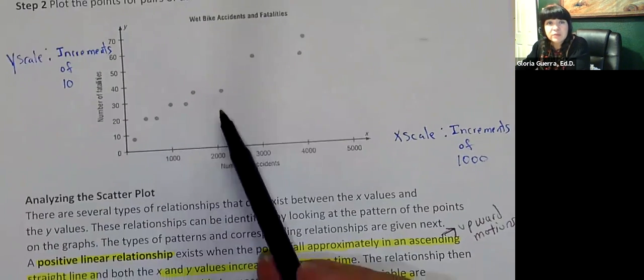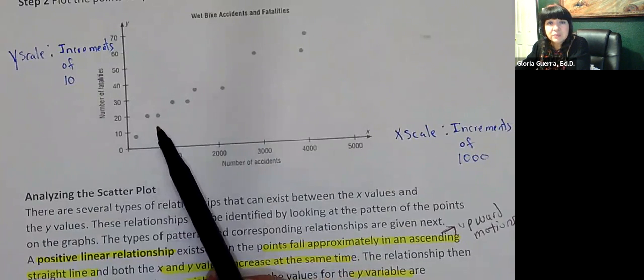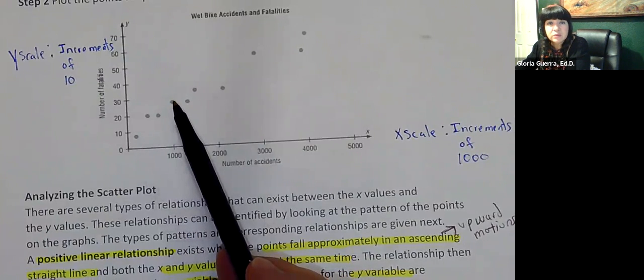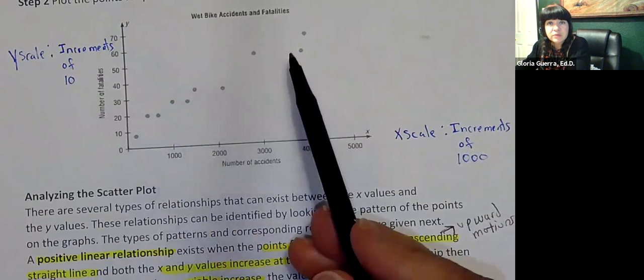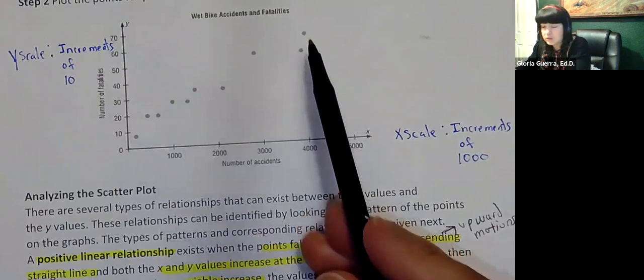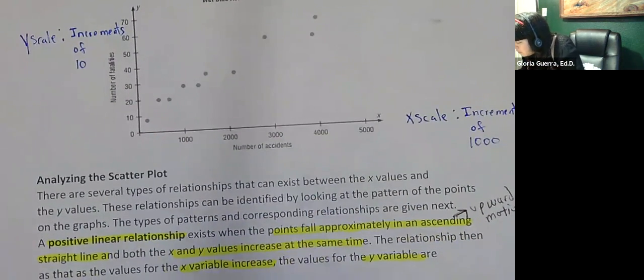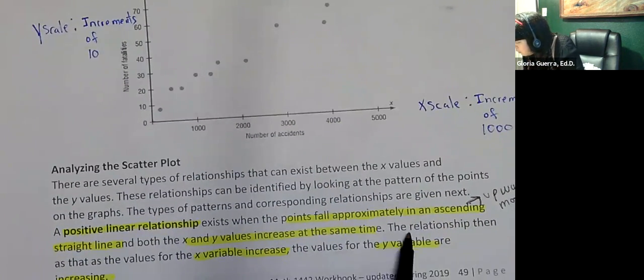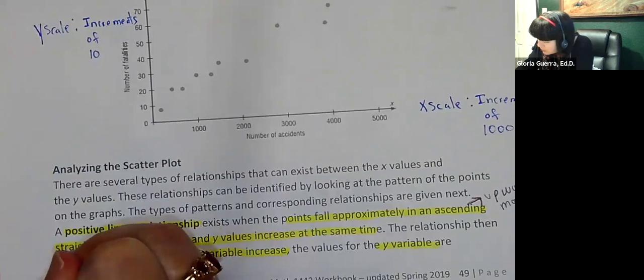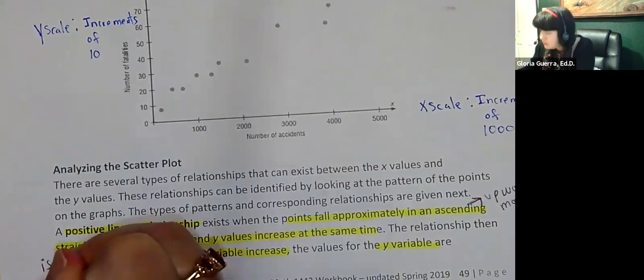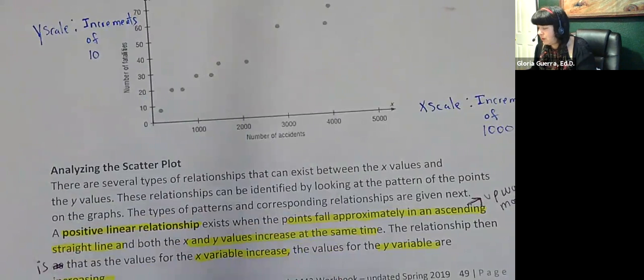And that looks like what's happening here: as this x gets bigger, this y gets larger. So that's kind of what's happening here. This is funny, the way it was worded. The relationship then, I guess, is that as the values for the x variables increase, then the values for the y variables are increasing also.